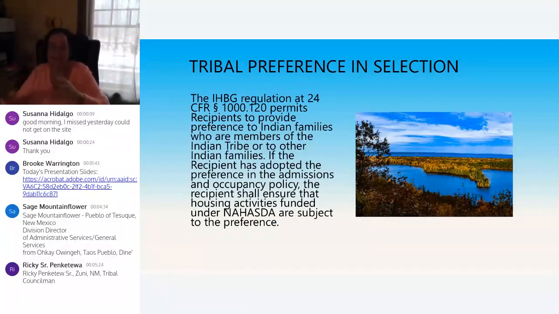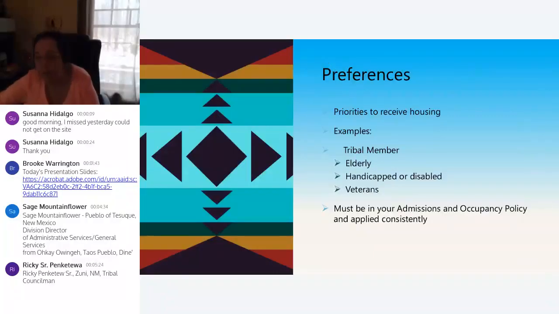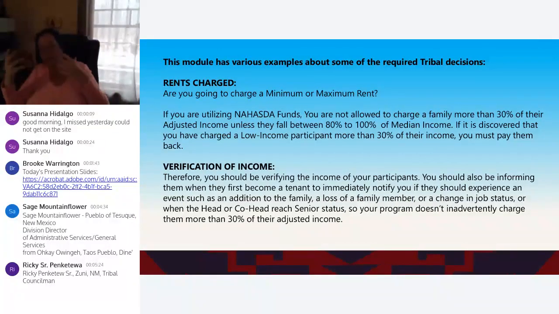So your tribal preference and selection, the regulations at 24 CFR 1120 permit recipients to provide preference to Indian families who are members of your tribe or other Indian families if you have adopted those preferences in your admission and occupancy policy. You need to assure that those housing activities funded under NAHASDA are subject to that preference. So you can also set, there's preferences and there's priorities. Priorities to receive housing: tribal member, elderly, handicapped, disabled, veteran, but it has to be listed within your A&O policy and applied consistently.